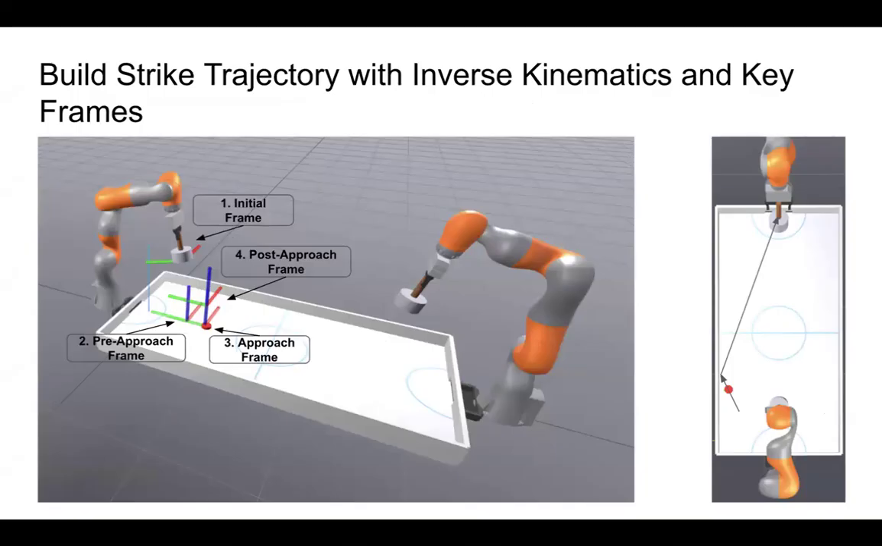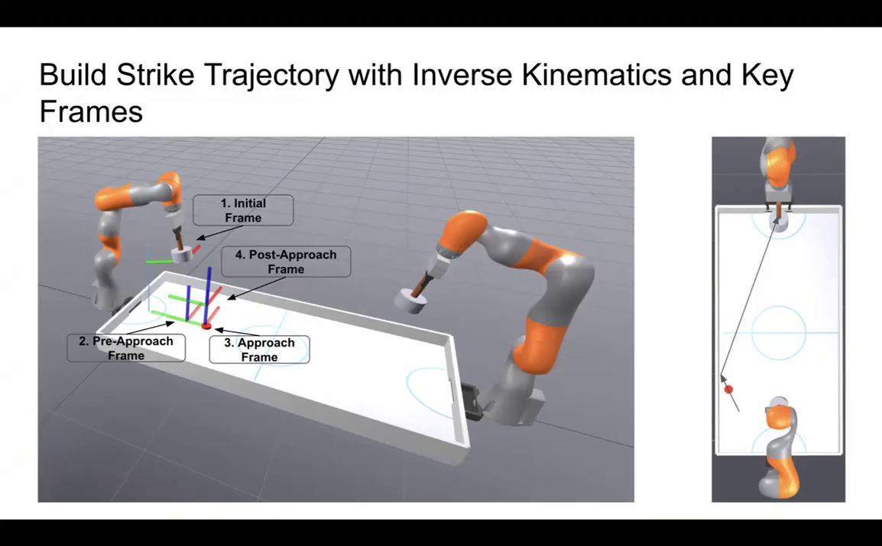In order to finish a successful strike, we build a strike trajectory with inverse kinematics and keyframes. We define our whole trajectory in four keyframes. First, we have an initial frame, and then a pre-approach frame that is slightly behind the puck and in line with the goal. Thirdly, we have the approach frame, and after approach, we have the post-approach frame.